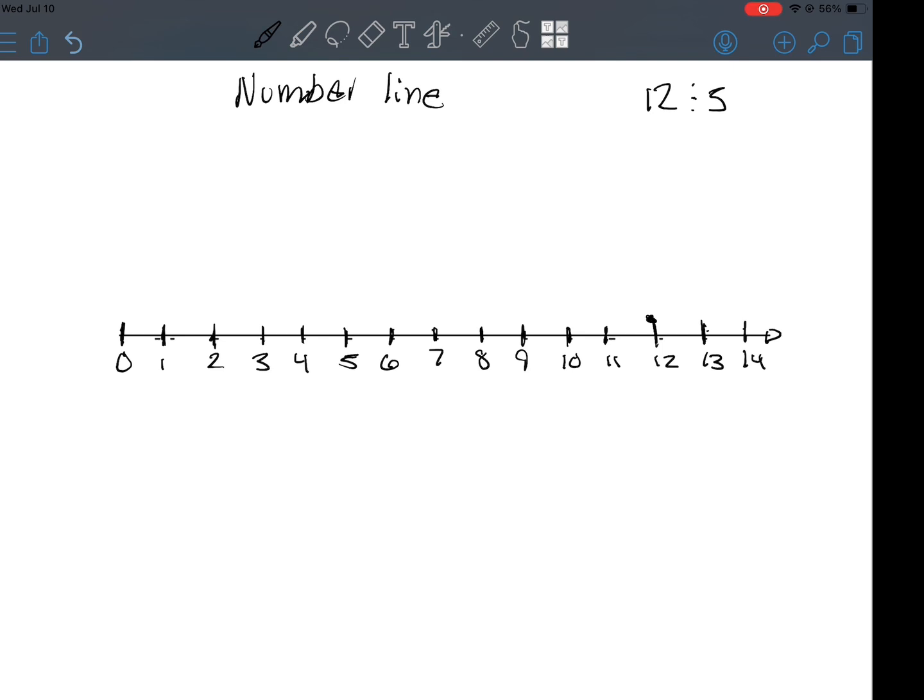Another way to understand division is by using a number line. Let's use the same example with 12 divided by 3. We start at 12 and make jumps of 3 until we reach 0.